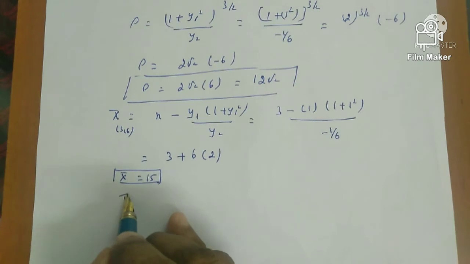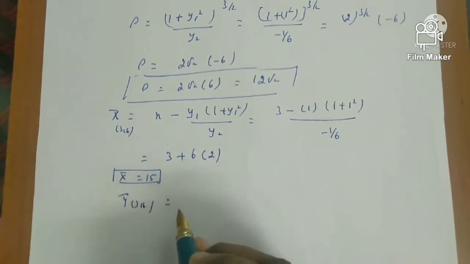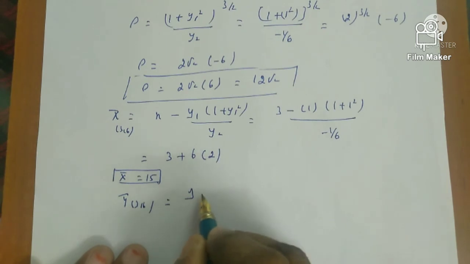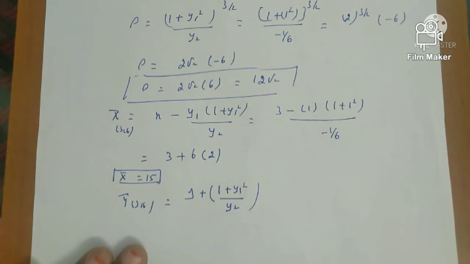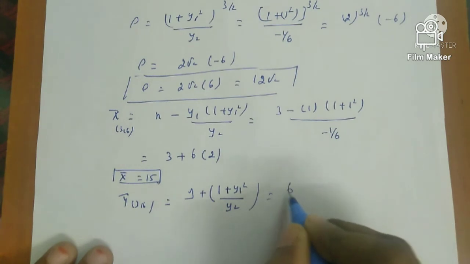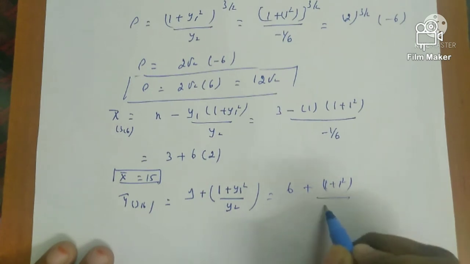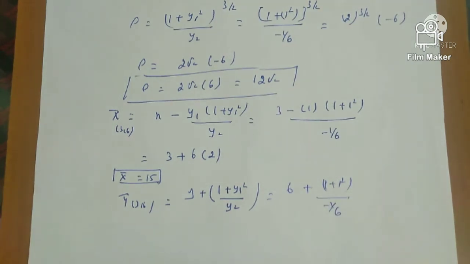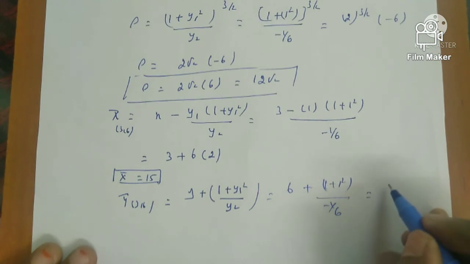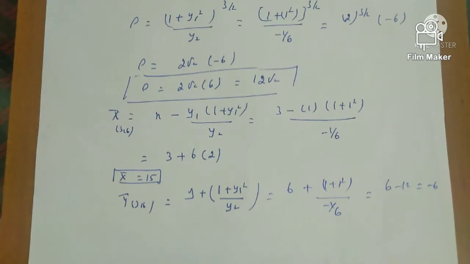In the same manner we find y bar at the point (3, 6). The formula is y plus (1 plus y1 square) divided by y2. Substituting the values, y is 6, 6 plus (1 plus 1 square) divided by y2, and y2 is minus 1 by 6. When you simplify this, the 2 goes to the numerator, so we get 6 minus 12, that is equal to minus 6. So the y bar answer is minus 6.